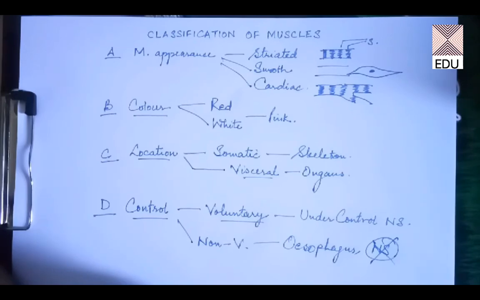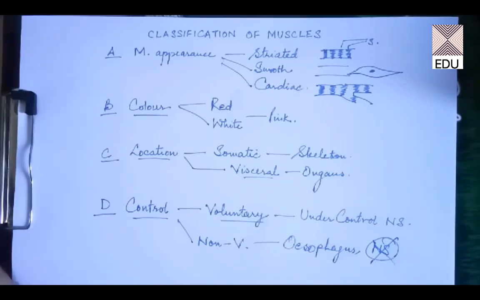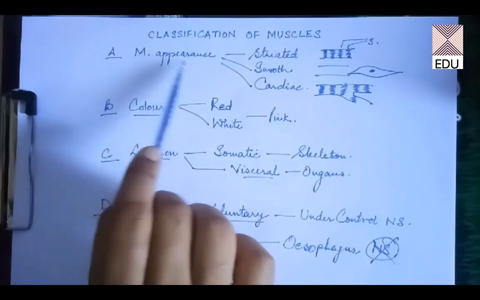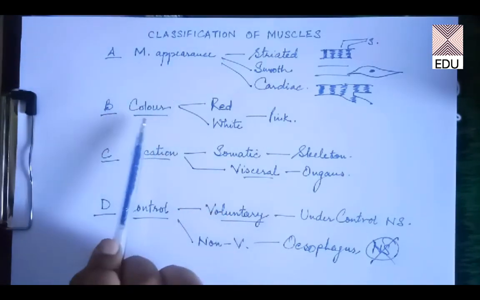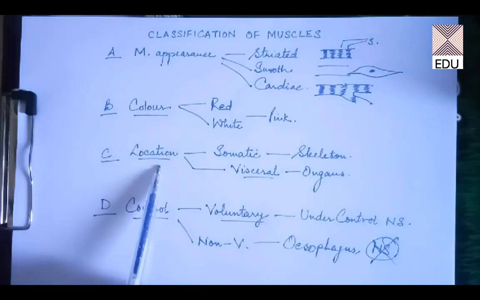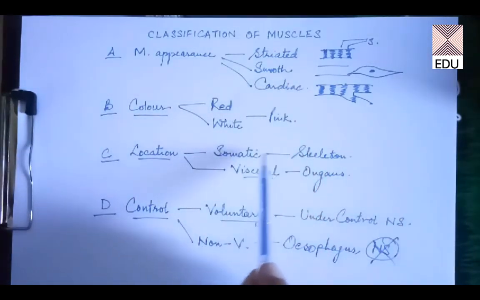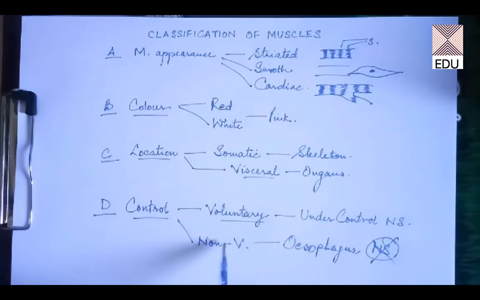So these are the major types of the muscles, and these are on the basis of four major characters. The first character was the microscopic appearance, then we have the color, the third basis was location, and the fourth basis was the control or the nervous control. So these are the types of muscles which we have classified on these four bases.